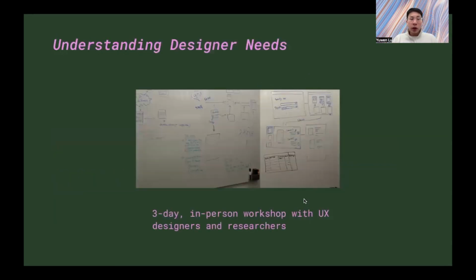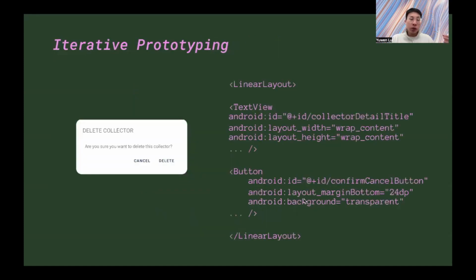So we started off with understanding designers' needs when it comes to UI linting. We had a 3-day in-person workshop with 2 UX designers who have been working on UI linting for a while, and 2 UX researchers who are also familiar with this matter, just to get a general understanding, a basic understanding of the requirements designers have when it comes to UI linting. We started to do iterative prototyping just to understand the technical feasibilities of different approaches, as well as elicit feedback from designers.